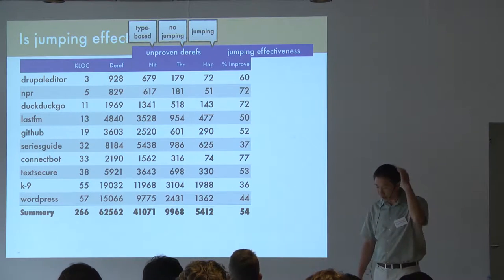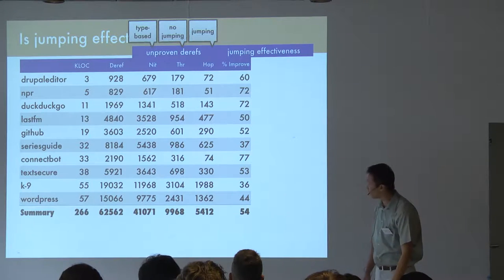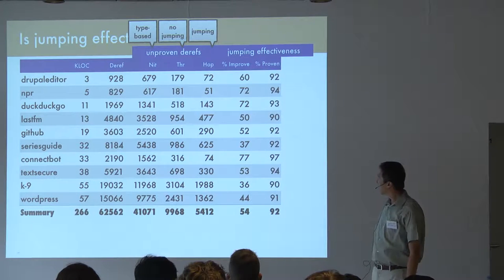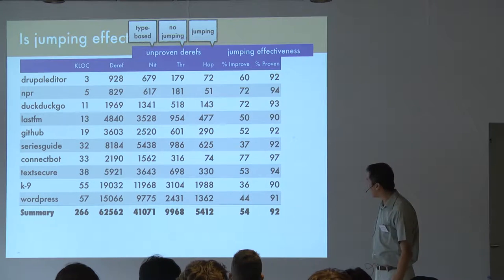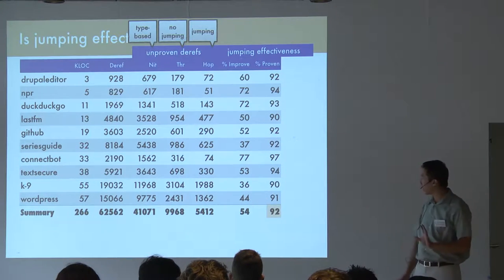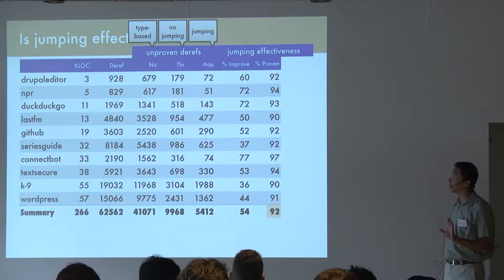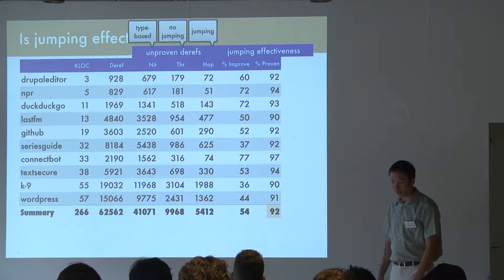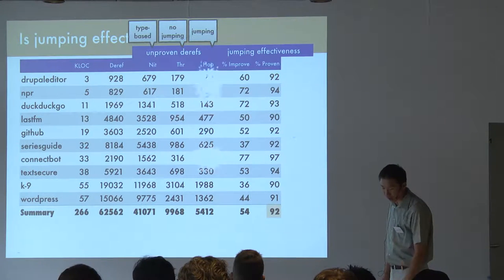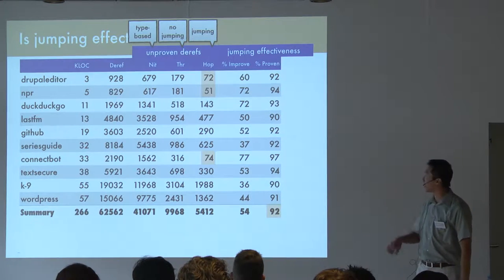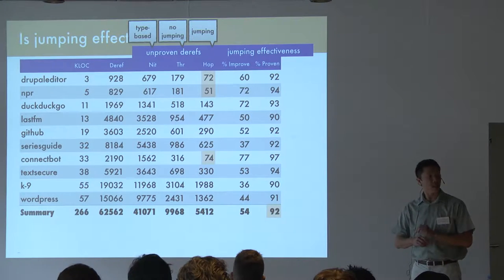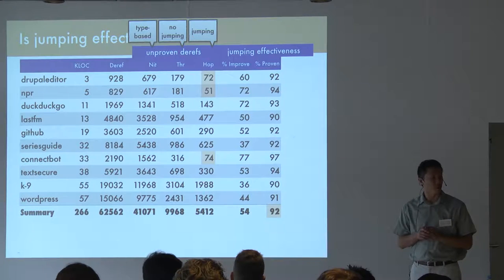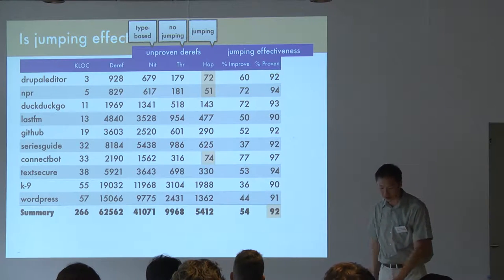To summarize whether this is effective, the overall improvement is about 54% from Hopper to Thresher. But the bottom line is that we're able to prove about 92% of the dereferences safe, which I think is a good result. In particular, there are some applications where you could imagine it's still feasible to actually go in manually and do the remainder. It actually gets to the realm of feasibility.